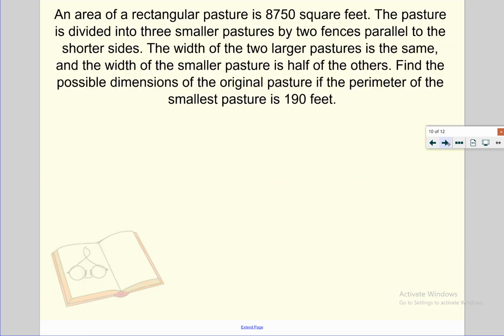Okay, last two problems then. Let's practice setting these up. It says the area of a rectangular pasture is 8,750 feet. By the way, I got this question from Math Excel. You will see a Math Excel question like this.